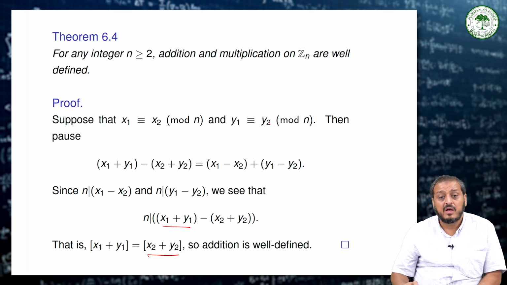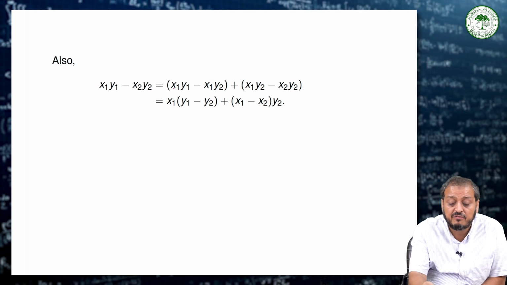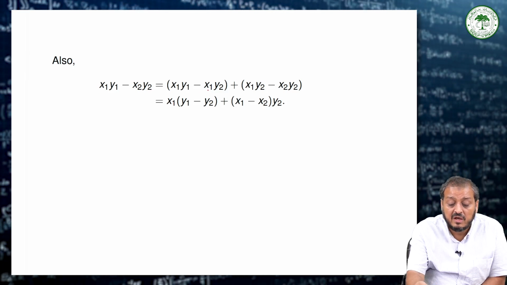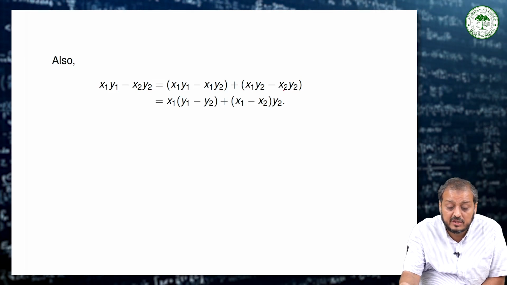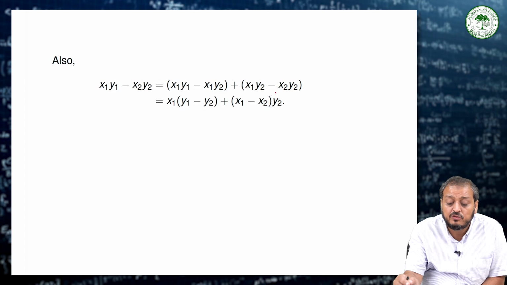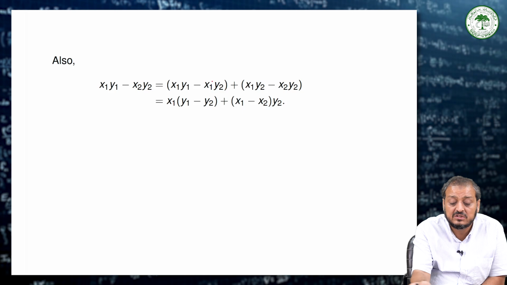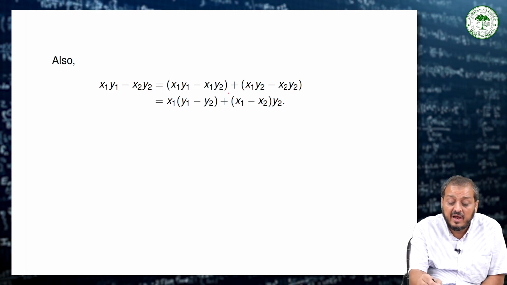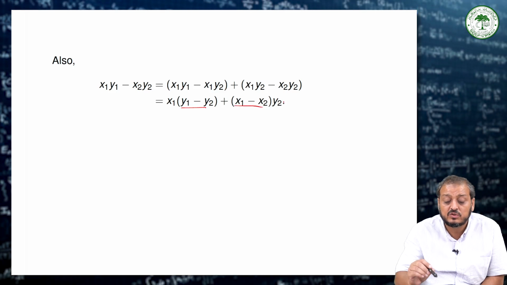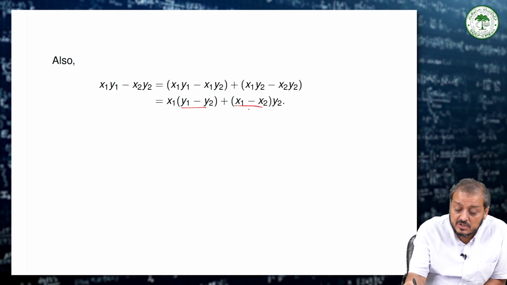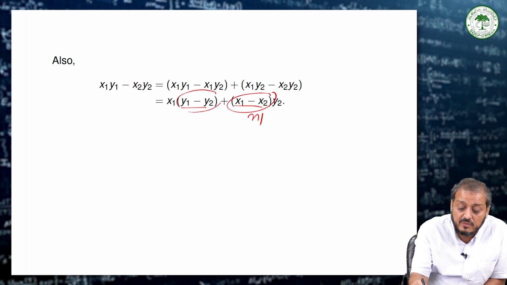So we take the product x1 y1 minus x2 y1. This can be written in the form x1 y1 minus x1 y2 plus x1 y2 minus x2 y2. So by the associativity condition this can be written in this form: x1 times (y1 minus y2) plus (x1 minus x2) times y2, and this term is divisible by n, and this term is also divisible by n.